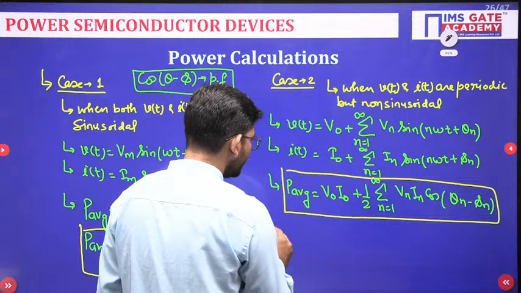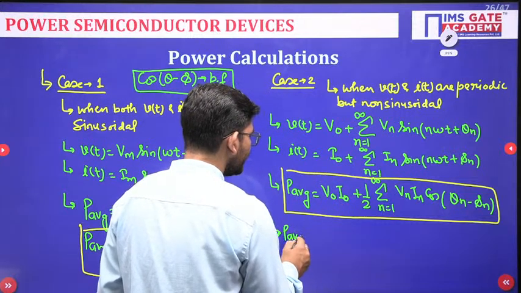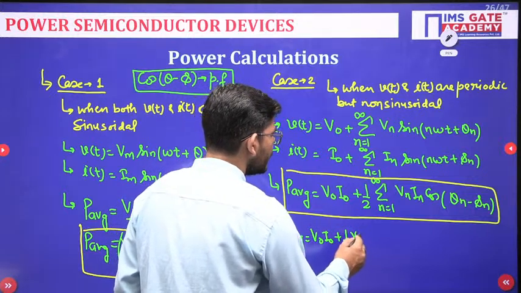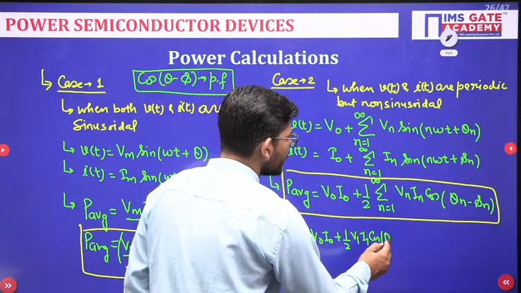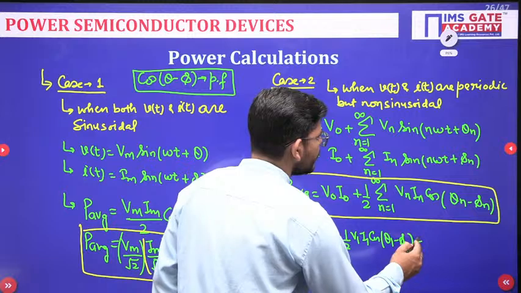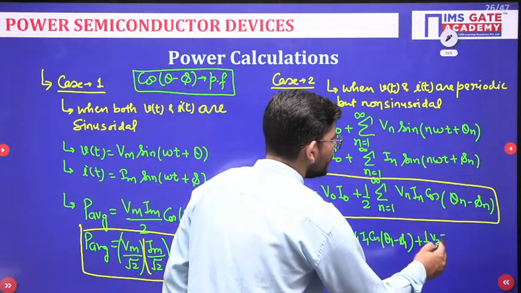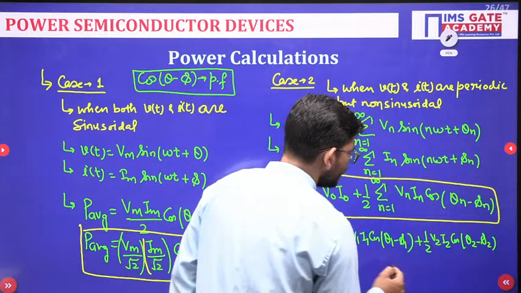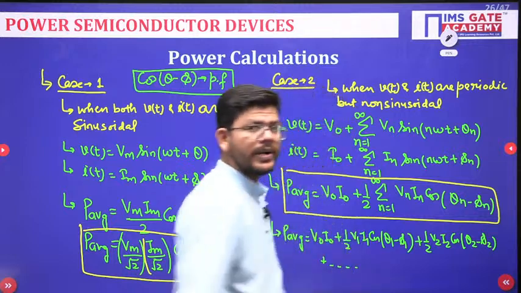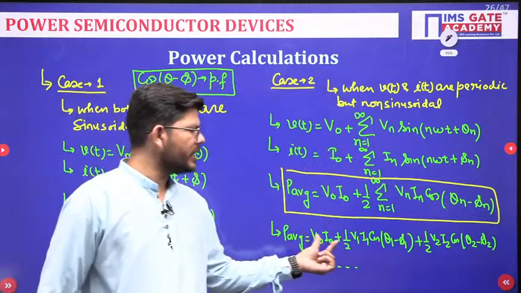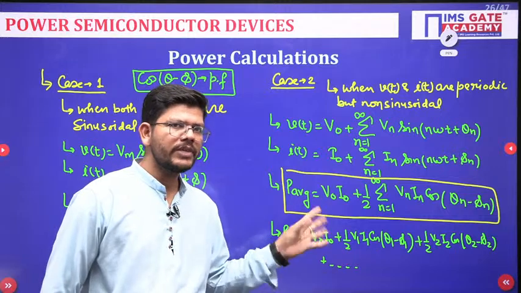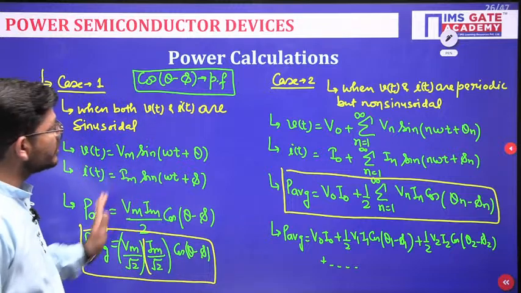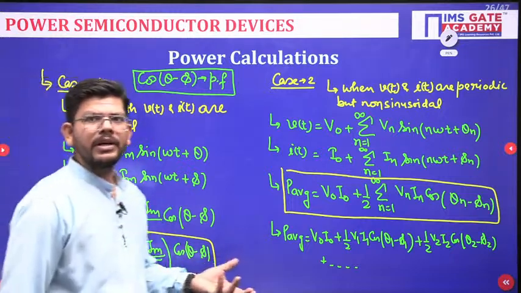Now if you expand this, you will get something like this: V0 I0 plus half of V1 I1 cos of theta 1 minus phi 1, plus half of V2 I2 cos of theta 2 minus phi 2, and so on. So what you can see is that the corresponding frequency terms contribute to the power. Opposite frequency terms have no interaction. This is what you will use for power calculations.